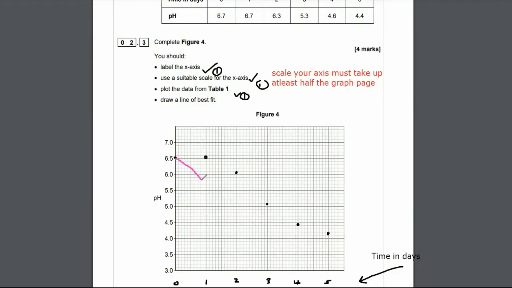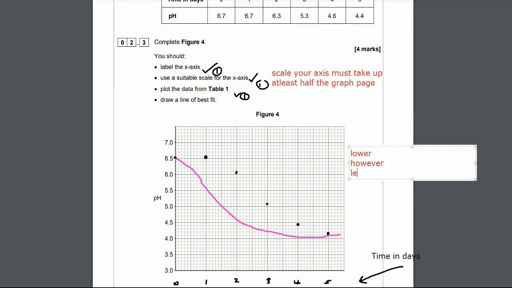Now, for the next part of the question, you need to sketch a line as if you did it at a higher temperature. So let's see how that goes. The 2 marks are for drawing your new line below the original line and then finishing in the same place. And why is the line below?